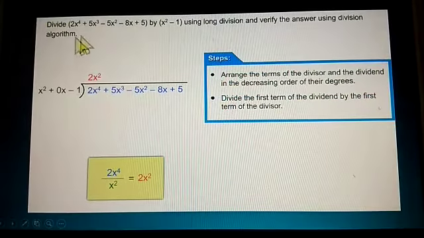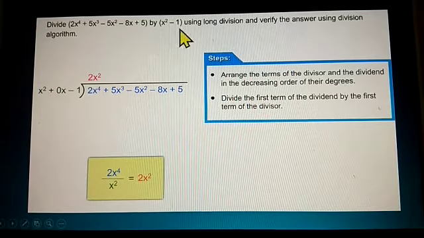Now you are asked to divide a polynomial by another polynomial using long division and verify the answer using the division algorithm. This is the dividend here and this is the divisor. The first step is to arrange the terms in the descending order of the powers. That means the given polynomial is to be written in standard form. Look at this: the power of the first term is 4, then 3, 2, 1 and 0. So this way it is to be arranged.